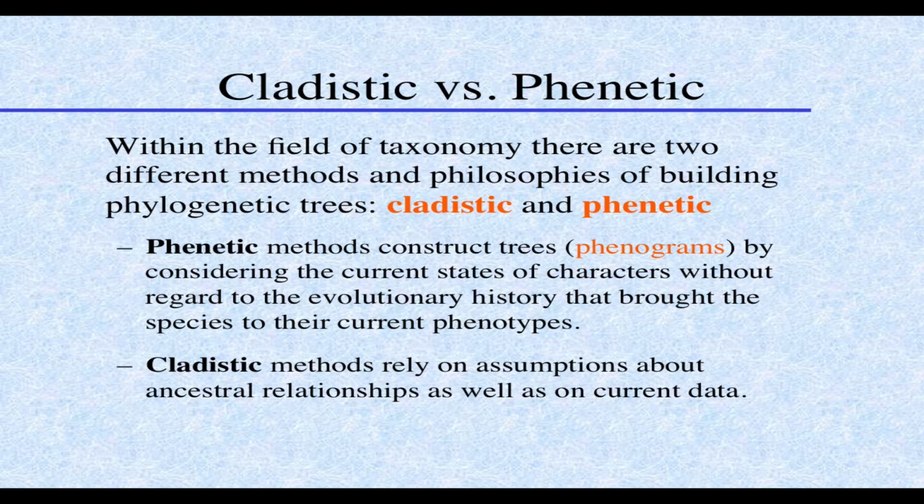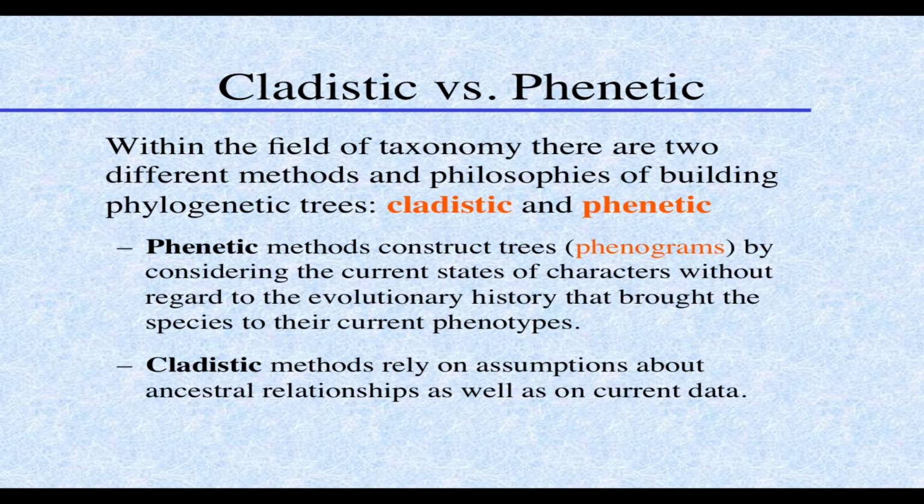A cladistic method relies on a rich set of assumptions of ancestral relationships. What base change happened first and which one came later? And those assumptions can be quite deep, and they can be built using a variety of different methods. And so I'll talk about that a little bit, but not to the extent that it deserves.